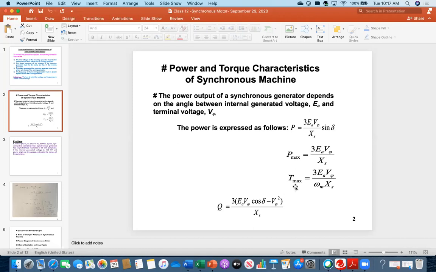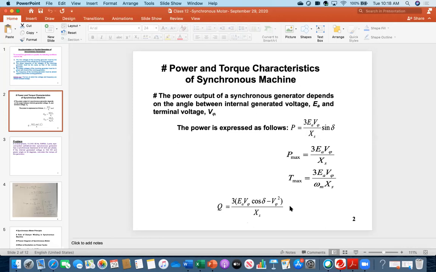Similarly here, this is the torque. In case of torque, everything is the same, you are dividing by the speed. This is the synchronous speed in radian per second. And then this equation shows Q, which means the reactive power. So this is the active power or the real power for the synchronous machine. And this is the expression for reactive power.